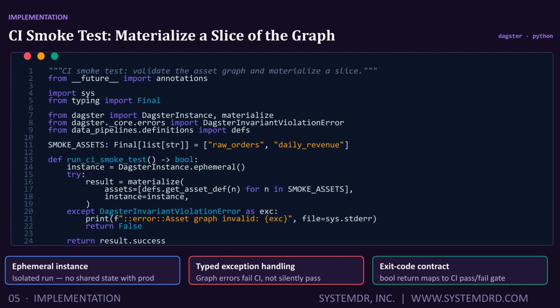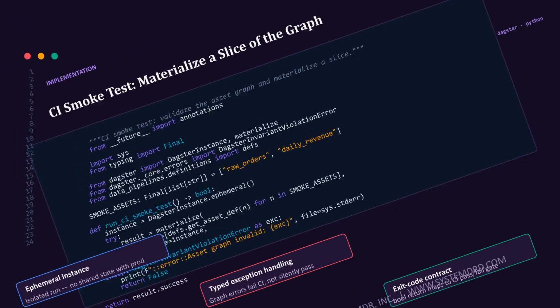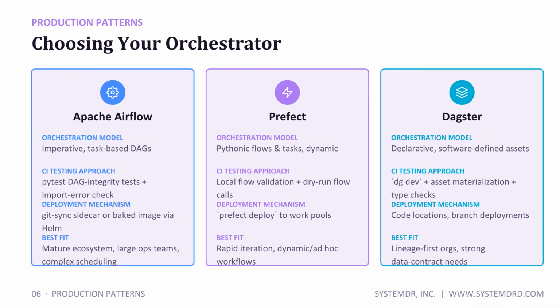I want to flag a common mistake here. Teams often write CI checks that only confirm the graph imports without raising. Necessary, but not sufficient. This test goes one step further and actually runs a small materialization, which catches an entire class of bugs that only show up at execution time. A resource that isn't configured correctly for the test environment, or a dependency that's declared but never actually produces what the next asset expects.